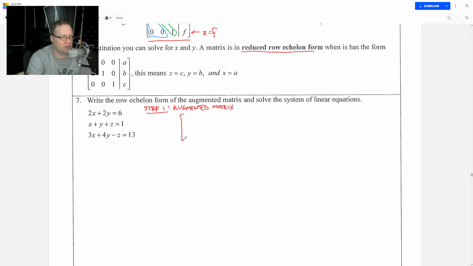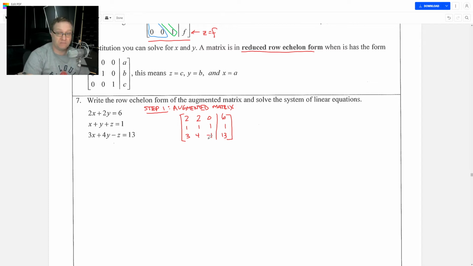It's not very hard. We have the coefficient of x is 2, the coefficient of y is 2, and the coefficient of z for this one is 0. And then we draw a line, and then we write the constant 6. And then we have 1, 1, 1, 1. And then this one's 3, 4, negative 1, 13. Okay, good. So that is step 1.